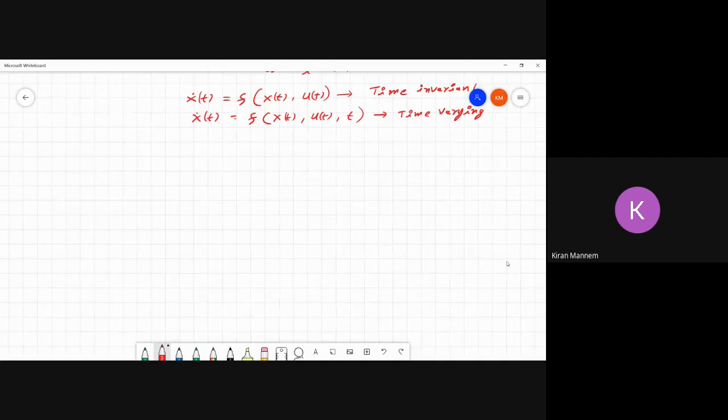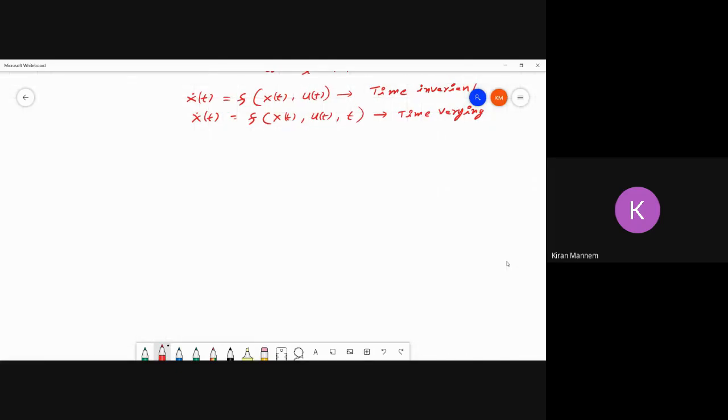So let us find out the state model for linear time invariant systems. These are all basics only. The first one, state model of linear time invariant systems.